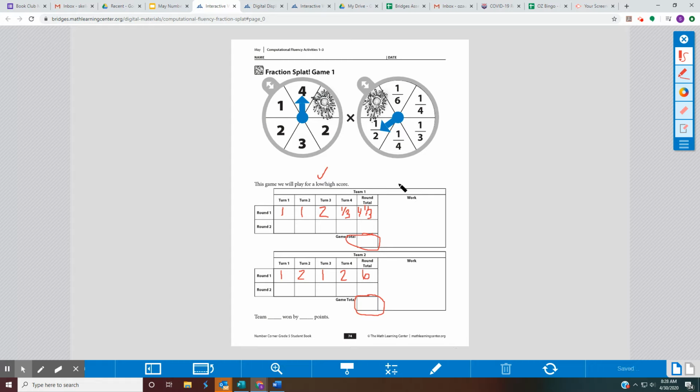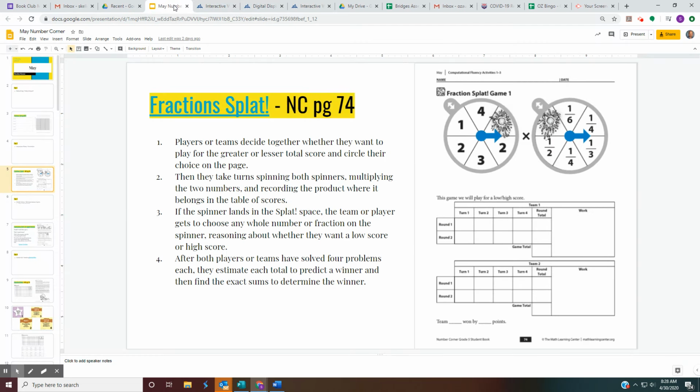I hope everything's going well. That is the end of May Number Corner. Go ahead and choose to play that game with a friend or a dog or a grandparent, mom, dad, do something online, however you want to connect, or even play against yourself. Just make sure that you're not trying to favor one group over the other group, and just play honestly and see which group wins. It's just good practice to multiply whole numbers by fractions and using some of those competitive game skills that you do have.